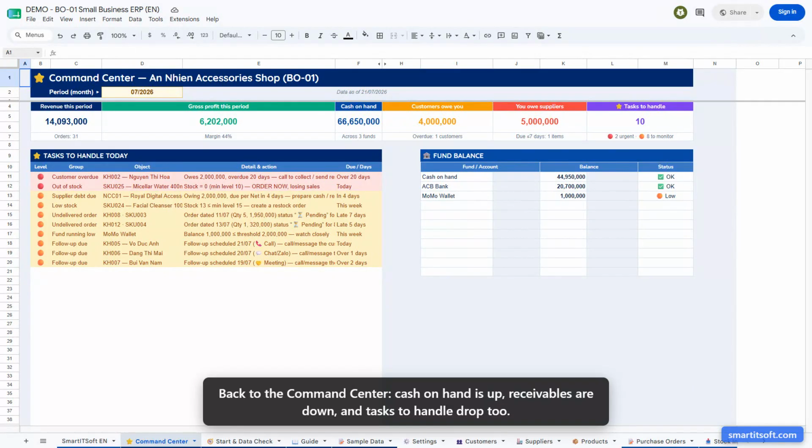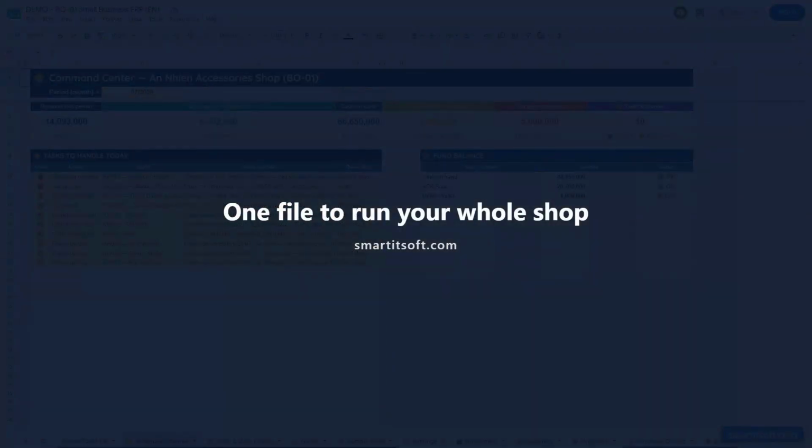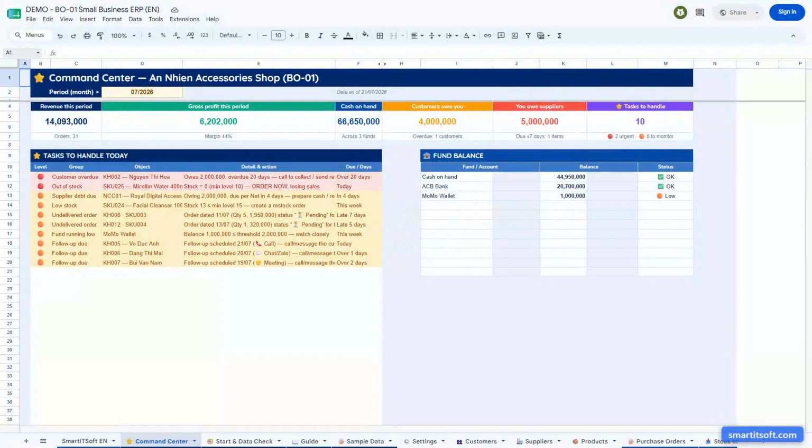Back to the command center, cash on hand goes up, receivables go down, and the tasks to handle shrink too. Enter one line, and inventory, debt, and reports all stay in sync. No double entry, no mismatched numbers.